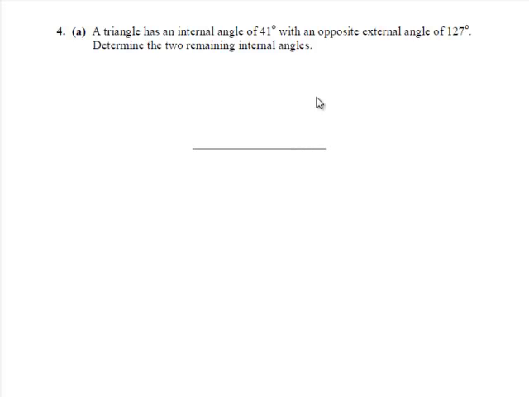We'll start with a line and then we're going to rotate about this point here 41 degrees in an anti-clockwise direction. That gives us our first line, and now we'll rotate from a point about here 127 degrees in a clockwise direction, and that gives us our triangle.